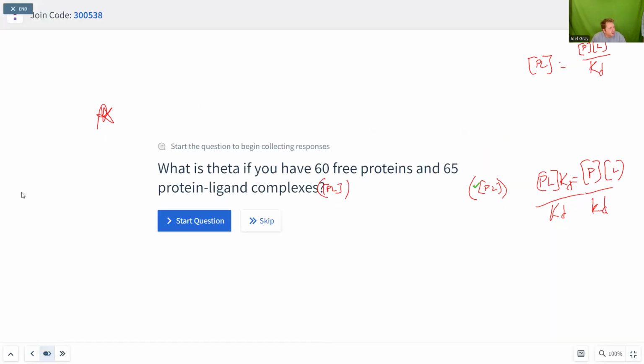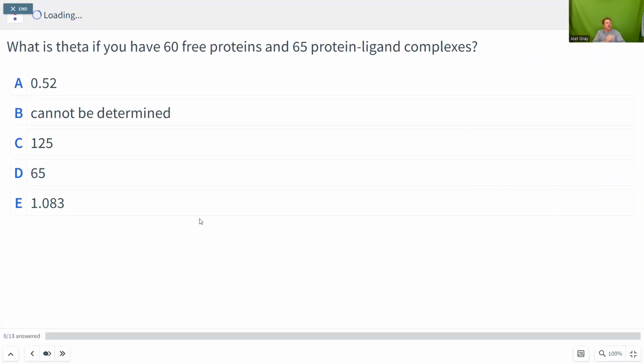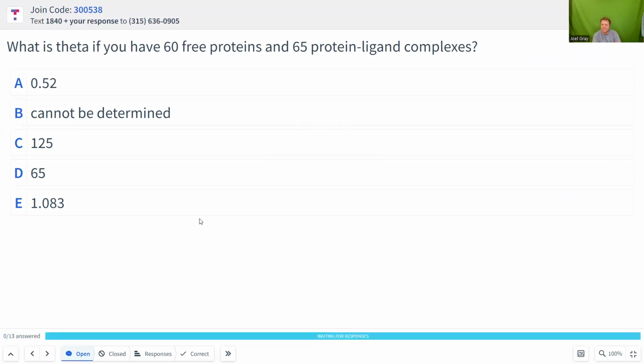Now, with that said, I like saying that phrase. What is theta if you have 60 free proteins and 65 protein ligand complexes? What is theta? We're not dealing with concentrations. So in the event that you're thinking, I can't solve this, there's no concentrations, just use the numbers that are provided and imagine that they're concentrations. We're just doing this as a conceptual approach. We've got 36 seconds. This is not a question where everything's on the table. This is, let's get our feet wet with this one.